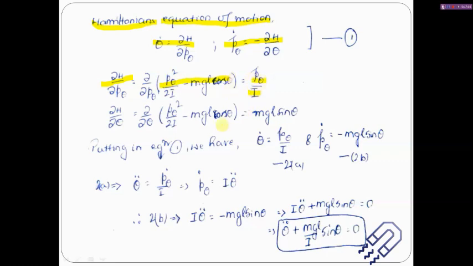Simple. And then again we can write down ∂H/∂theta. What is ∂H/∂theta? It is nothing but ∂/∂theta of p theta squared divided by 2I minus mgl cos theta. Here it is only a function of theta, so we can just have it as mgl sin theta. Since it is the derivative of cos theta, it is minus, so minus becomes plus, and we have got mgl sin theta.